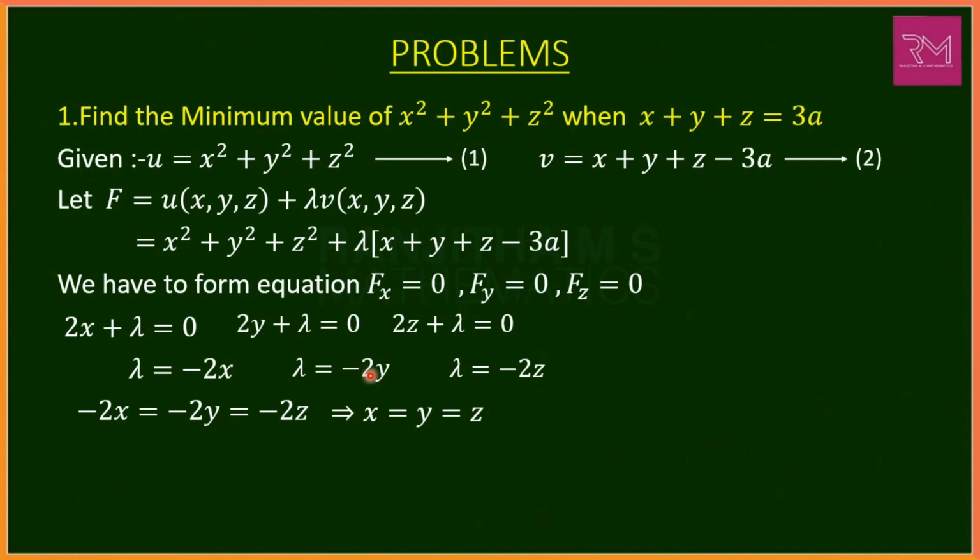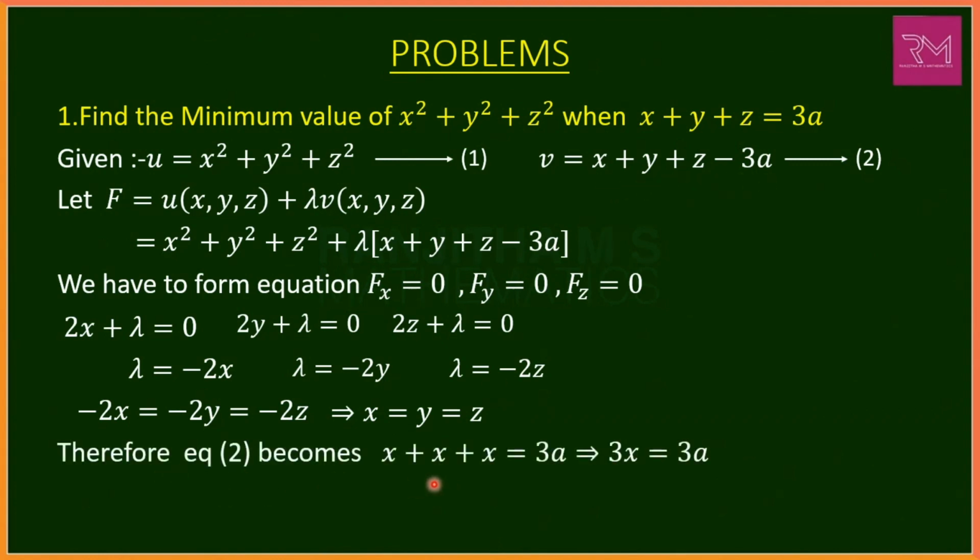After obtaining x, y, z values, next substitute x is equal to y is equal to z in this condition v is equal to x plus y plus z minus 3a. Substituting x in the place of y and z, we get x plus x plus x equal to 3a, which implies 3x is equal to 3a. Hence we get the x value as a.